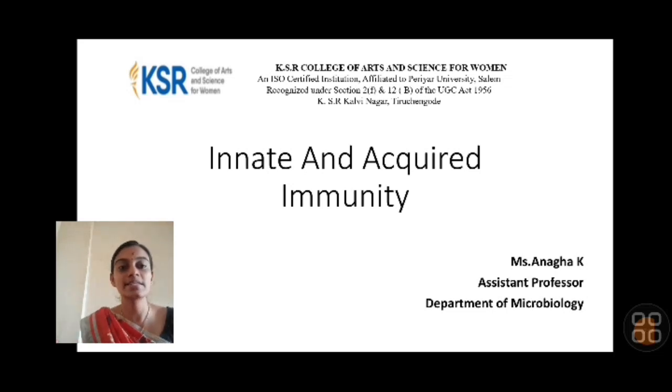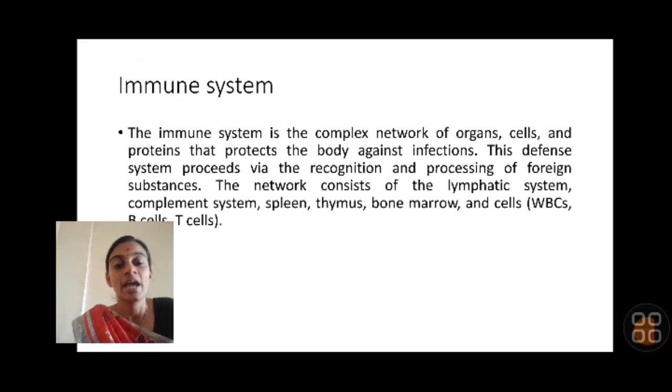Today, let's discuss the topic innate and acquired immunity from the course Immunology and Immunotechnology. Before going deep into this topic, let's discuss the immune system. The immune system is a complex network of organs, cells and proteins that protects our body against infection, and this defense system proceeds by recognition and processing of foreign substances. The network consists of the lymphatic system, complement system, spleen, thymus, bone marrow, and cells like WBC, B cells and T cells.